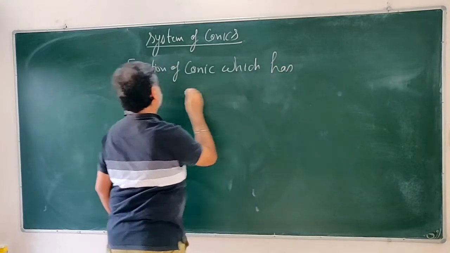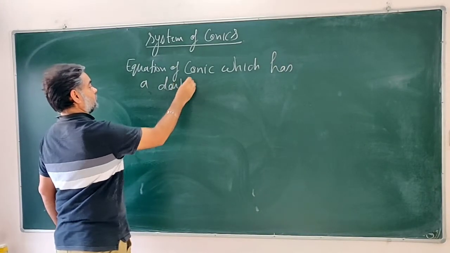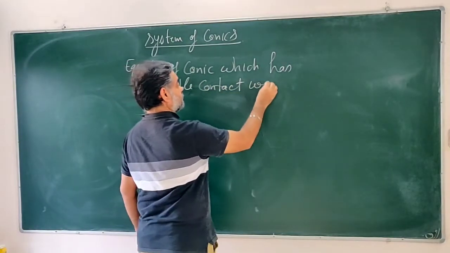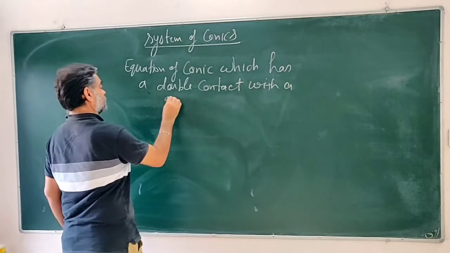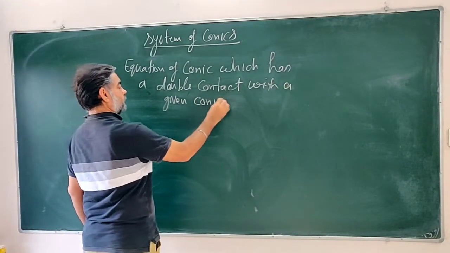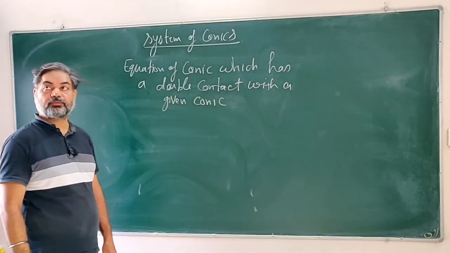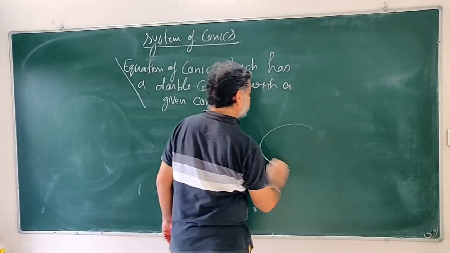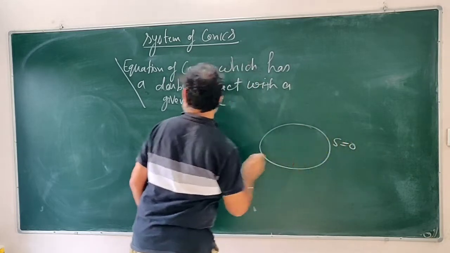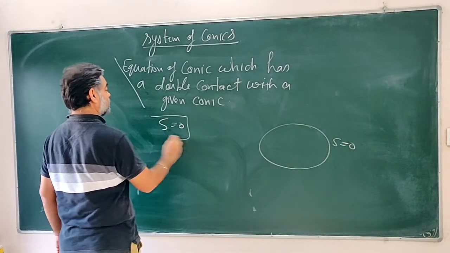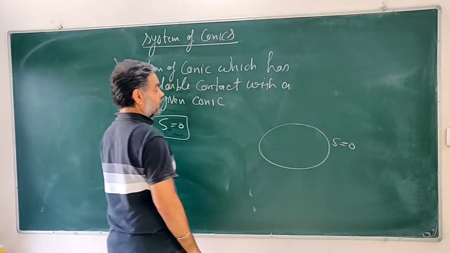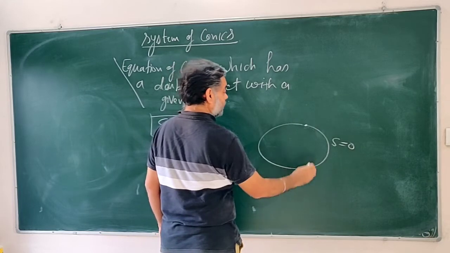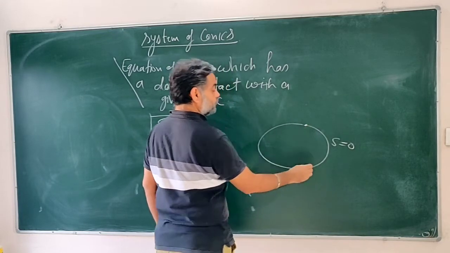Which has a double contact with a given conic. So suppose this is a given conic to us, S equal to 0, and suppose we have to find the equation of a conic which has a double contact at these 2 points.